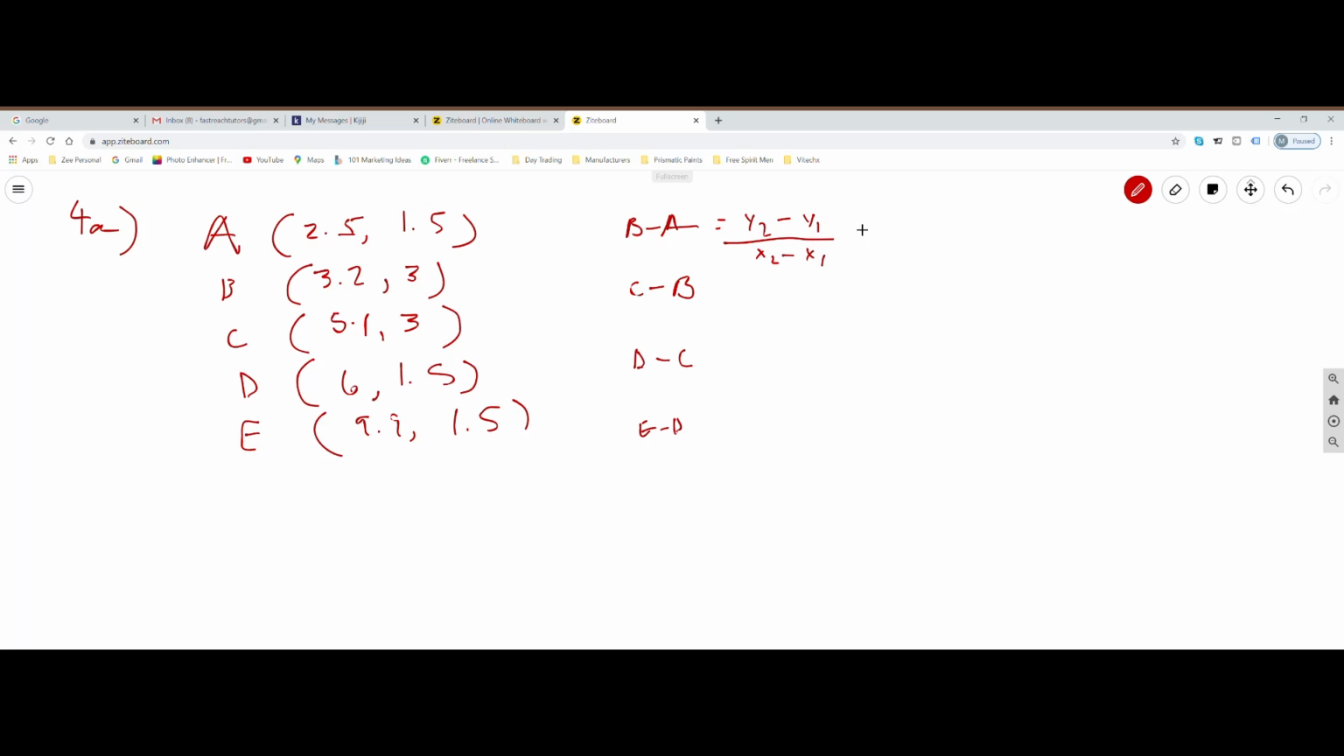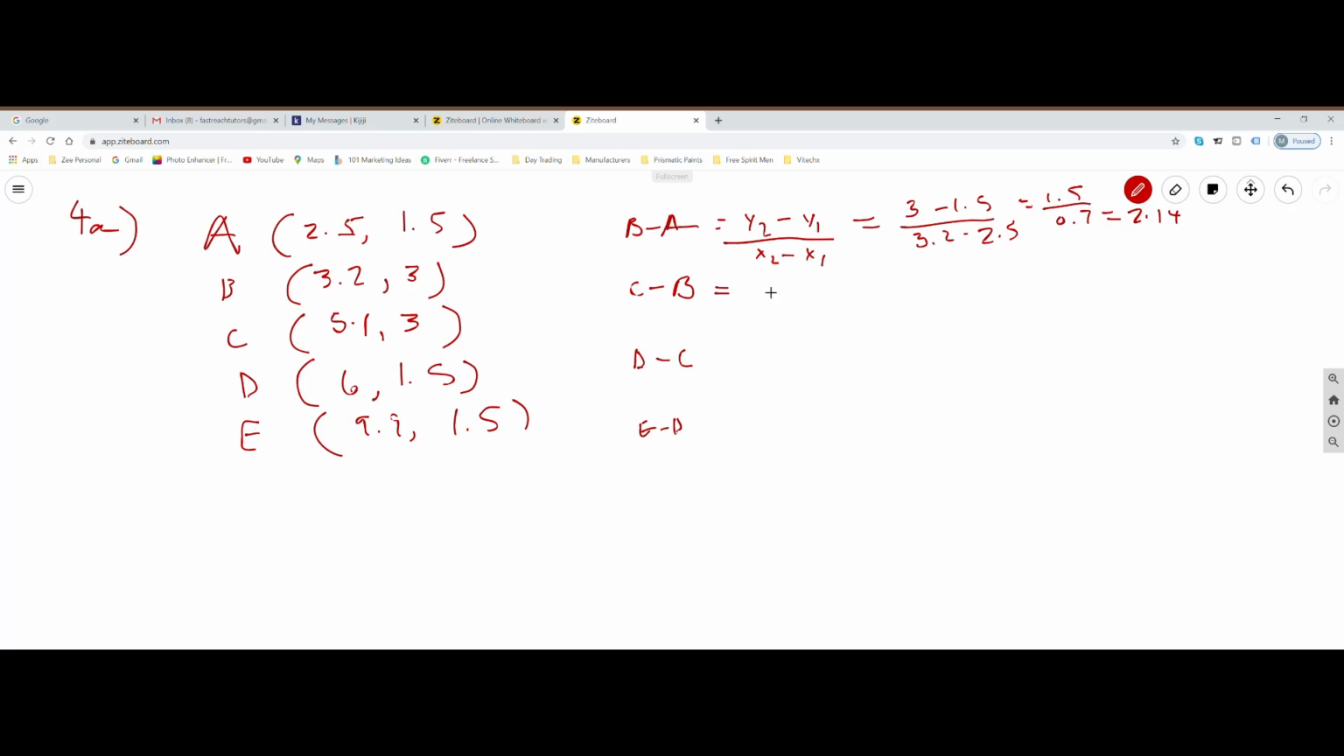So what are the points? For B and A, y2 is 3, minus 1.5, over 3.2 minus 2.5. You get 1.5 over 0.7, which is equal to 2.4. Now let's do the same for the others.